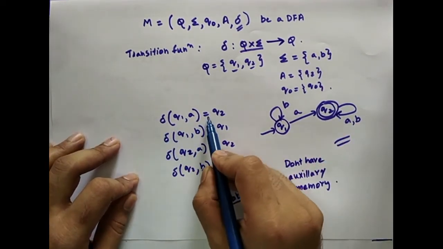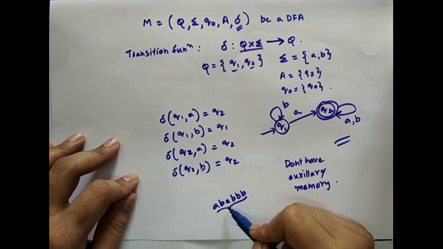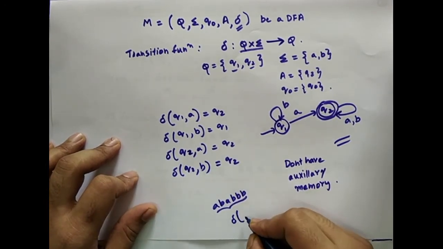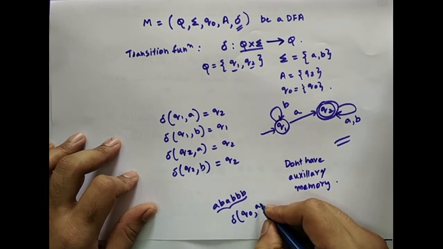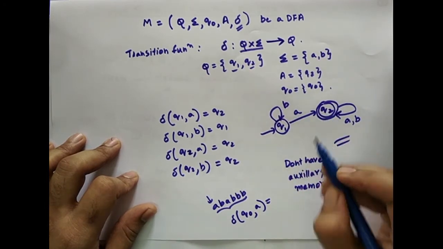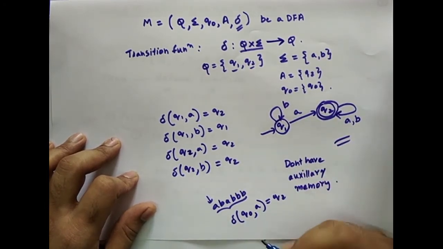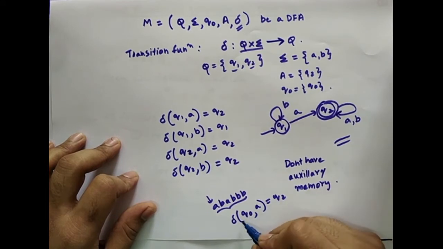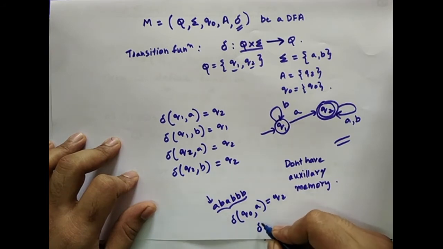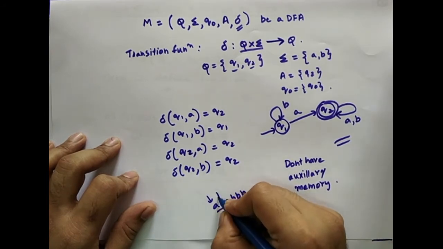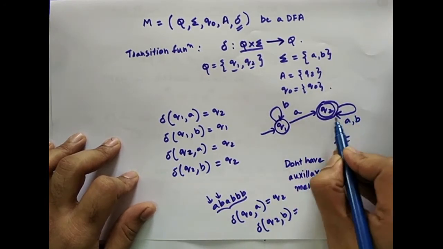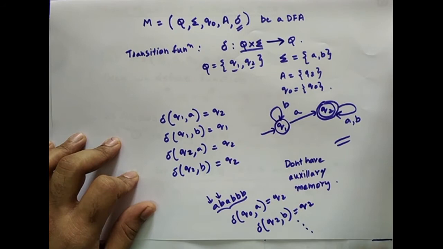Suppose the input given here is A, B, B, B. The transition function is going to first find out that from the start state Q1 on reading A, the first symbol, where does it go? It goes to Q2. Then, already present in Q2, on reading the next input B, where does it go? From Q2 on reading B, it remains in Q2, and so on.